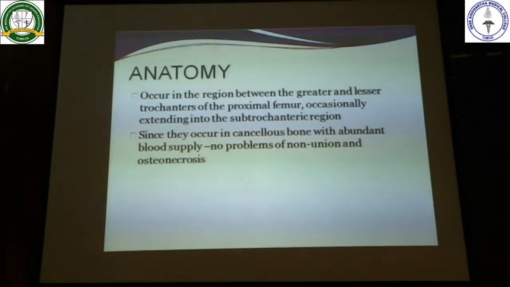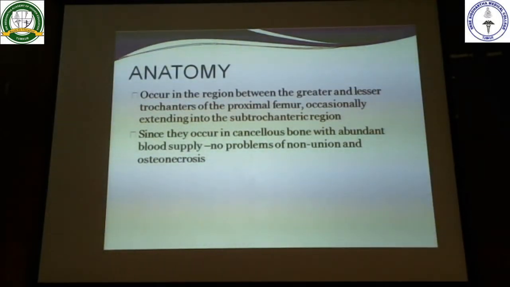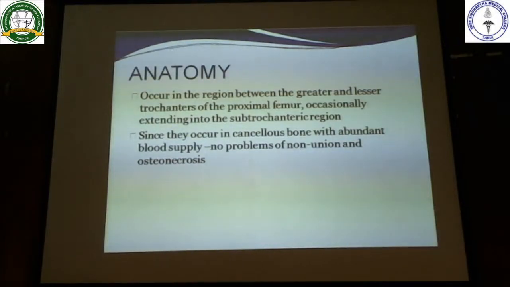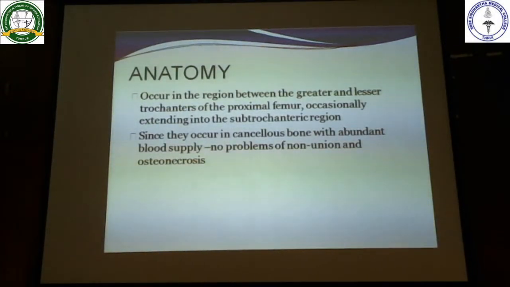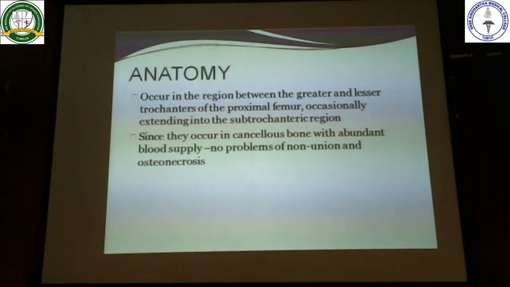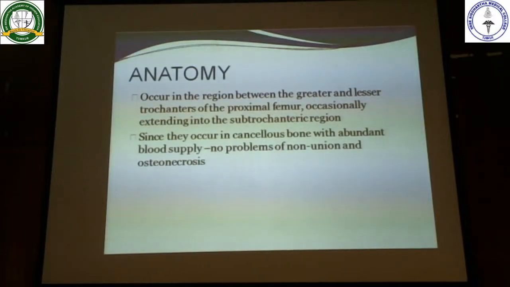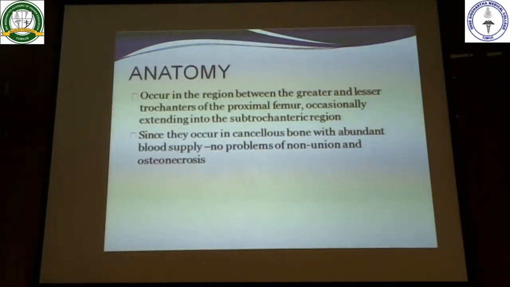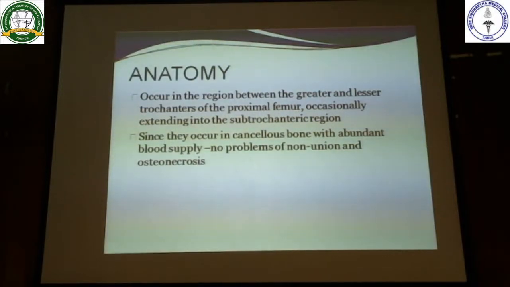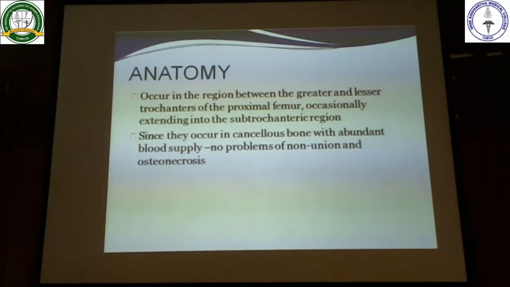So there, as you know very well, the bone is soft, or what we call the cancellous bone. Cancellous bone usually has a very abundant blood supply. So there will not be any problems of non-union and osteonecrosis. If you remember, these two were very common complications with neck of femur fracture. That is very notorious for non-union, and also AVN, that is avascular necrosis. But here, those complications are not found because the bone is cancellous and there is abundant blood supply.